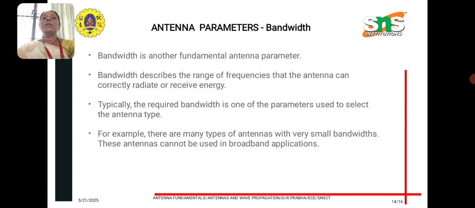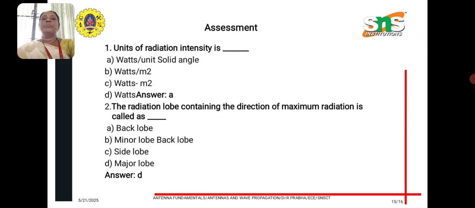The last parameter we are discussing is bandwidth. Bandwidth is another fundamental parameter of the antenna. It describes the range of frequencies over which the antenna can correctly radiate or receive energy. The required bandwidth is one of the parameters used to select the antenna type.